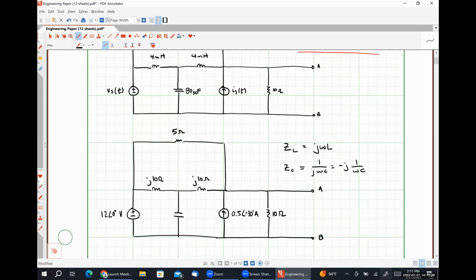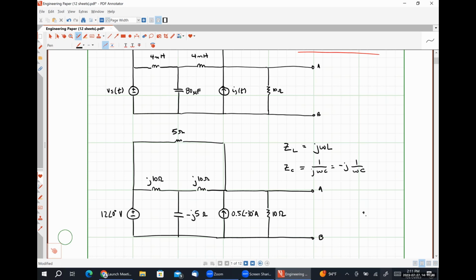Is it 5 to the -5? So it shouldn't be 5 to the -5. It should actually just be minus J5 ohms. Or at least that's what I got in my particular calculation, right?